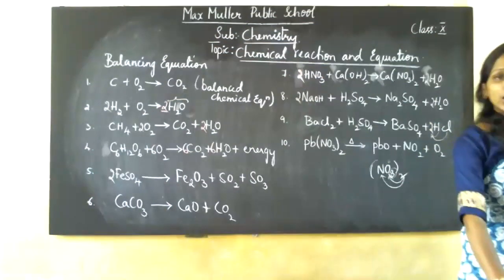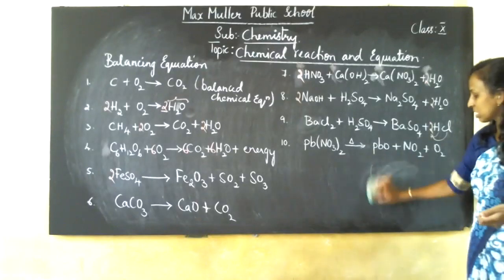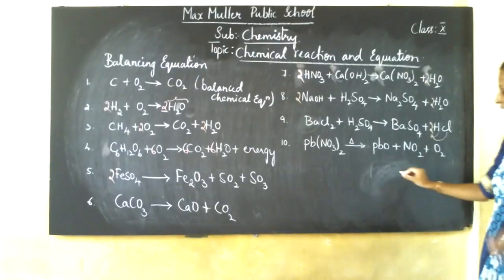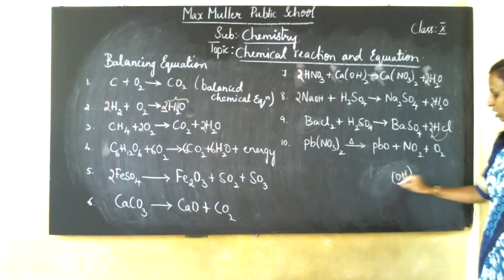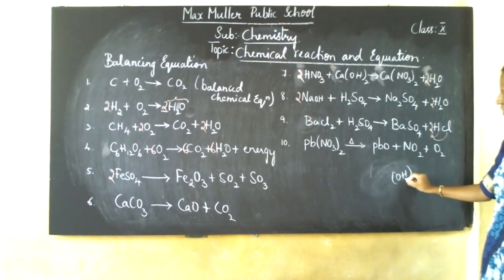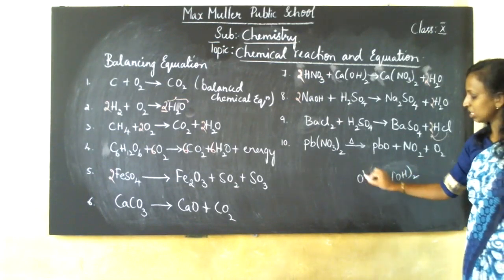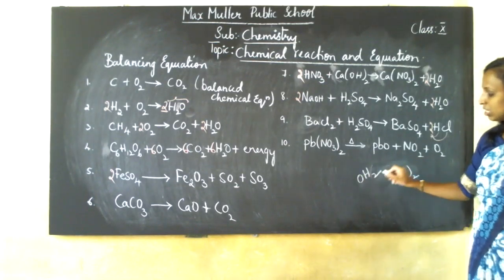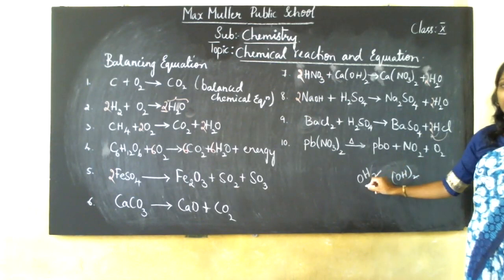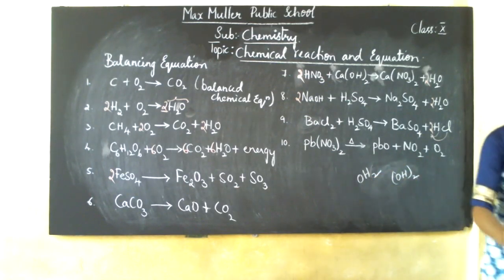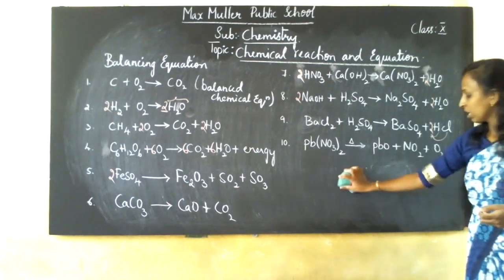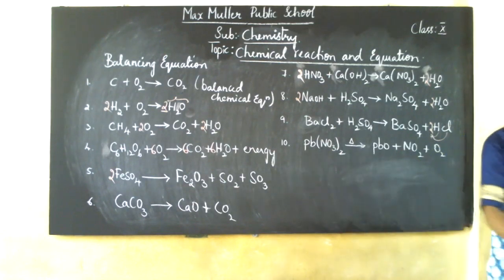Is it clear? In the bracket, whatever we are representing, if I take hydroxide, OH2, see, this 2 will be included for hydrogen as well as for your oxygen. If it is represented as OH2, this 2 is included only for hydrogen, not for your oxygen. Is it clear? Next.